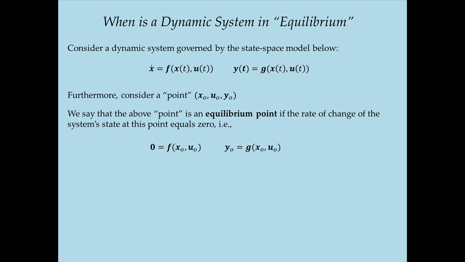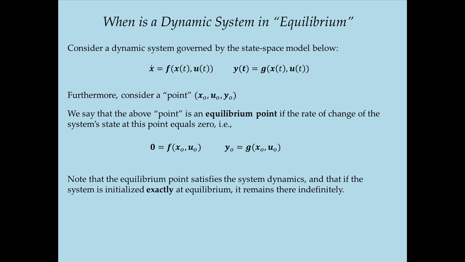Now I want you to note a couple of things. First of all, the equilibrium point satisfies the system's dynamics. I basically took x dot is equal to f of x and u, and substituted 0 for x dot, meaning I don't want to see any change. But the rest of the set of state space equations is the same. So an equilibrium point is a point that satisfies the dynamics of the system that it describes.